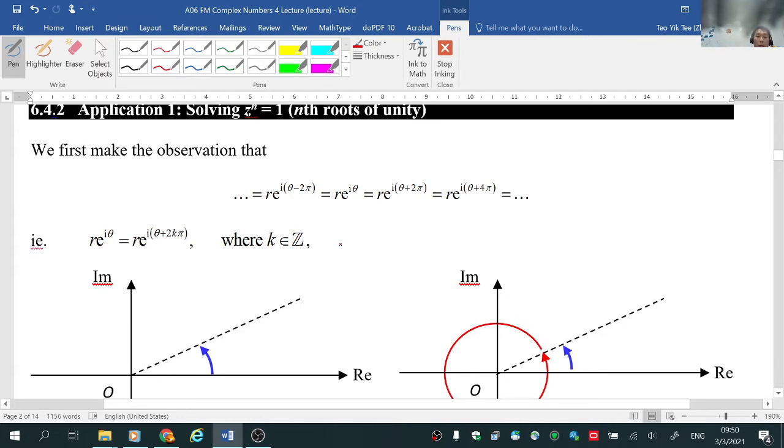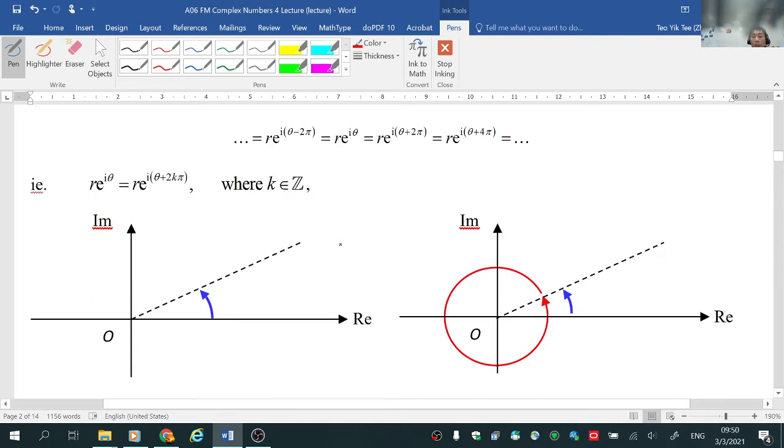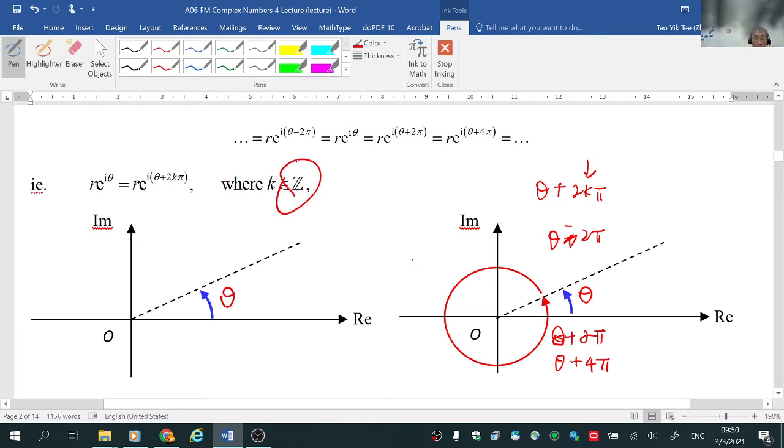The idea is that you are allowed to add 2 pi or subtract 2 pi or add 4 pi, adding an even number of pi to your answer. So if this is theta, it is equivalent to theta plus 2 pi, equivalent to theta plus 4 pi, and equivalent to theta minus 2 pi. In general form, it is equivalent to theta plus 2k pi, where k can be any integer, be it positive or negative. This is your concept of cycles in trigo.